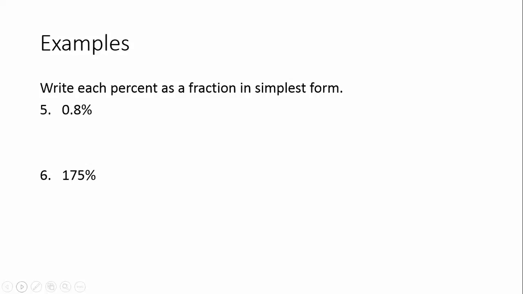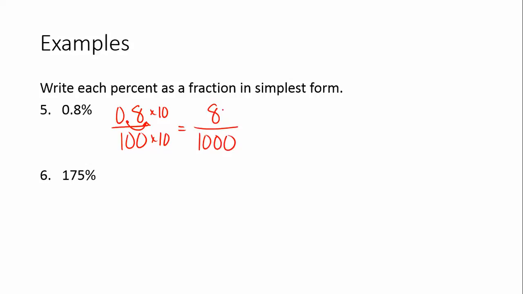Again, we have a decimal, so 0.8%, that's 0.8 over 100. Again, we get rid of the decimal by multiplying the top by 10, so we also have to do that to the bottom. That's 8 over 1,000. Both numbers are divisible by 4, and that's 2 over 250. Again, divisible by 2. I guess 8 went into 1,000. That's 1 over 125.